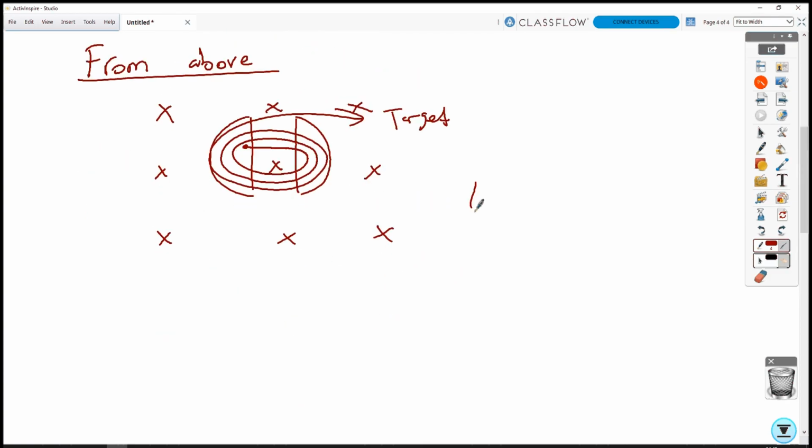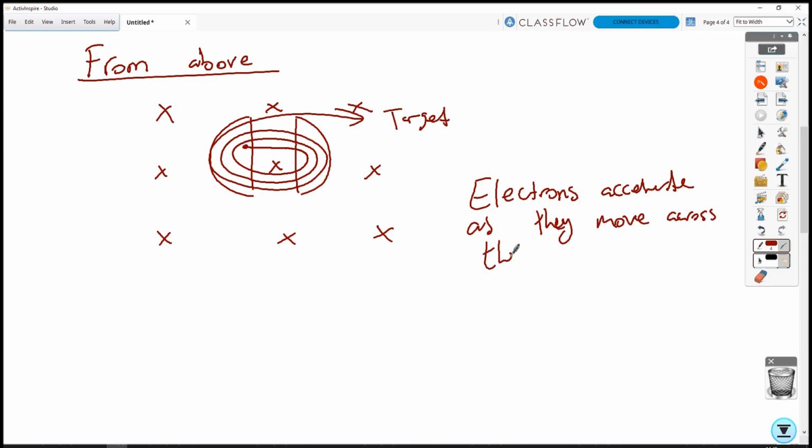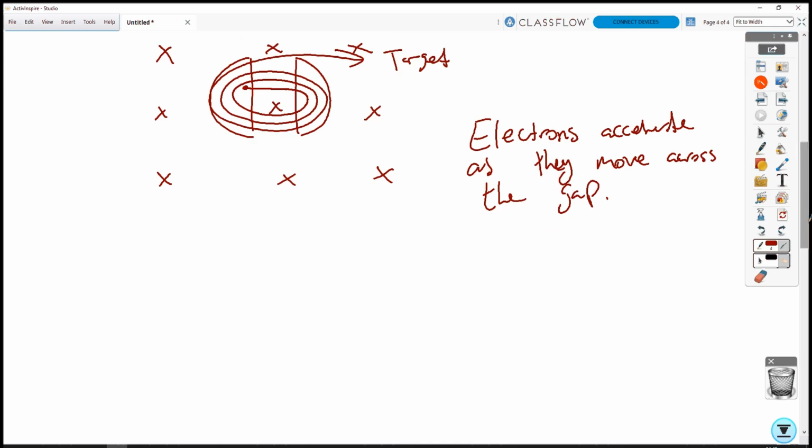So electrons accelerate as they move across the gap, so only in the horizontal directions. So we can say that mr omega squared equals BQV.